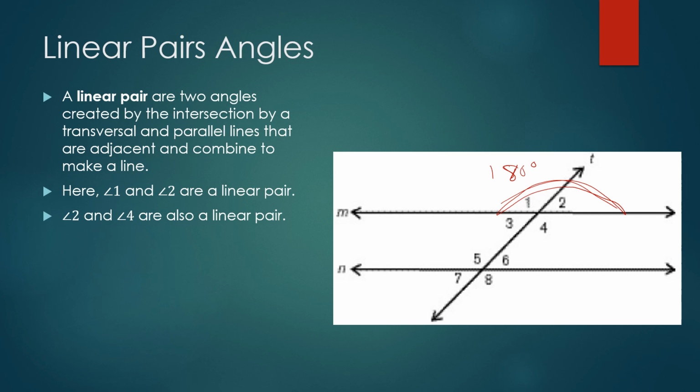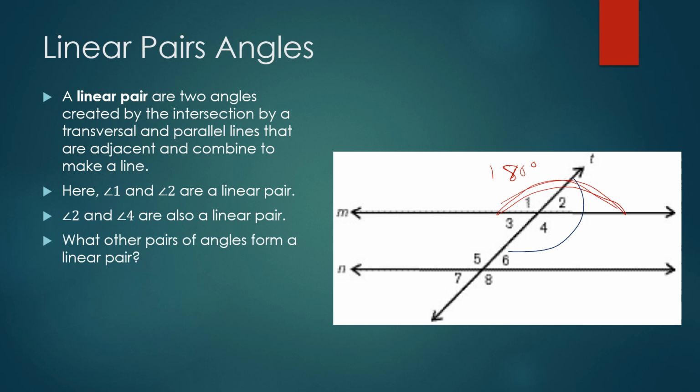Doesn't that sound familiar? Essentially, a linear pair is a pair of supplementary angles, but they specifically make up a line in the transversal, or in this diagram. But we also know that these two lie on the transversal, and therefore 2 and 4 are also considered a linear pair.